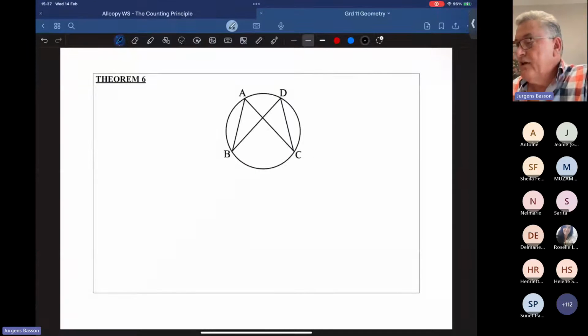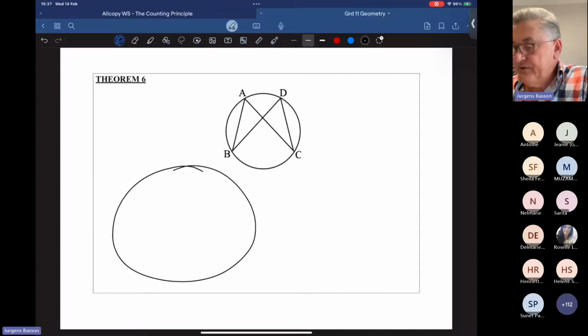The last one on cyclic quads, angles in the same segment. I just want also to draw it a little bit bigger.